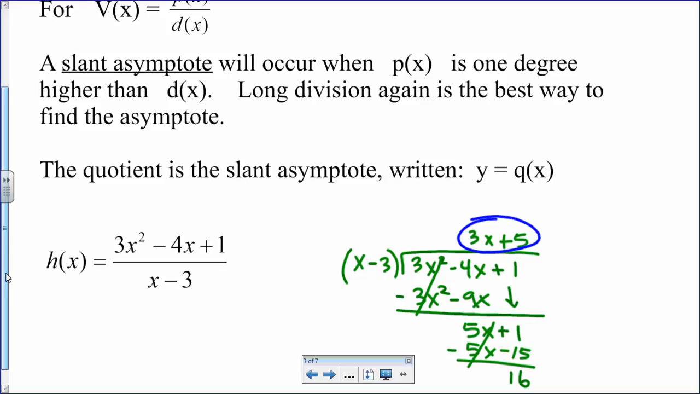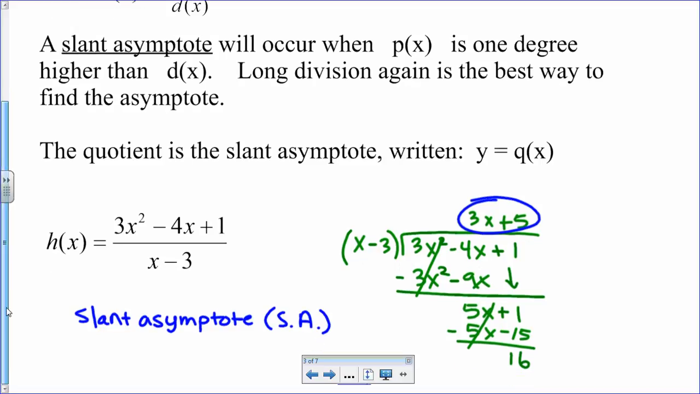Okay. So that tells me you have a slant asymptote at y equals, so it says y equals q of x. It has to be an equation. 3x plus 5. So you have an asymptote that's a line, not just a horizontal or vertical line.